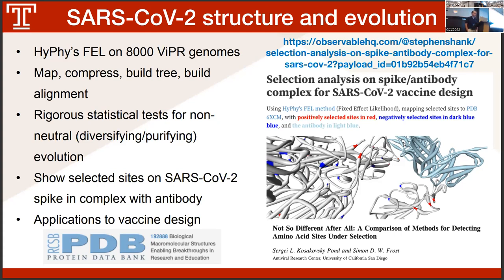And then we map those selected sites to a structure using the NGL viewer and show on the spike protein where sites under selection lie relative to an antibody in SARS-CoV-2. We were interested in doing this because we have some colleagues who are interested in looking at the implications of negative selection for vaccine design.